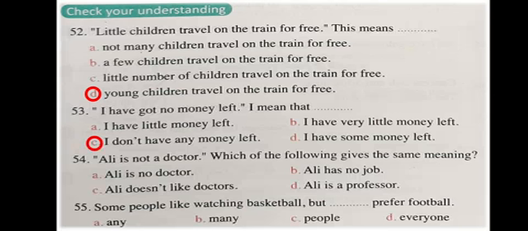54. Ali is not a doctor. Which of the following gives the same meaning? Ali is no doctor. Ali has no job. Ali doesn't like doctors. Ali is a professor. Of course, the answer is Ali is no doctor. 55. Some people like watching basketball, but space prefer football. Any, many, people, every, one. Of course, محتاجين هنا noun. Okay, many يقصد بها many people.